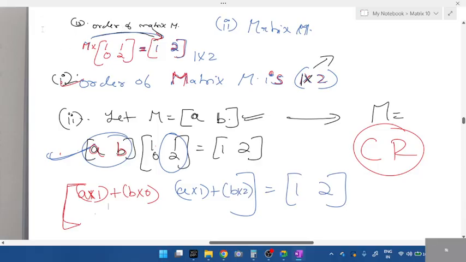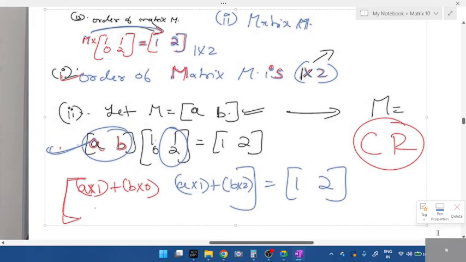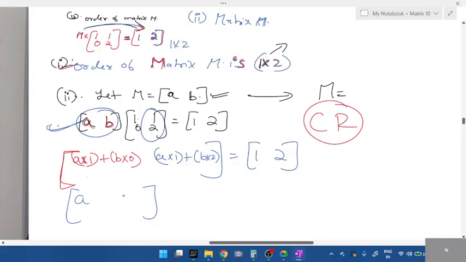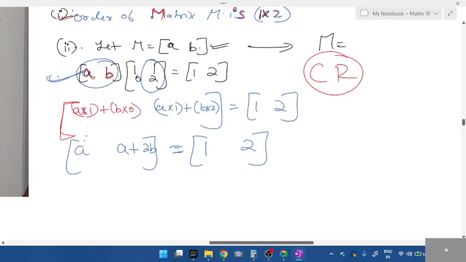Don't write, students. When I'm teaching, don't write. Listen. This is the last concept to find the unknown matrix. Look here. A into 1 is A. B into 0 is 0. Just ignore. Again, A into 1 is A plus B into 2 is 2B is equal to 1 and 2. Whenever equal is given, it's an equal matrix. Compare it. What's the value of A?